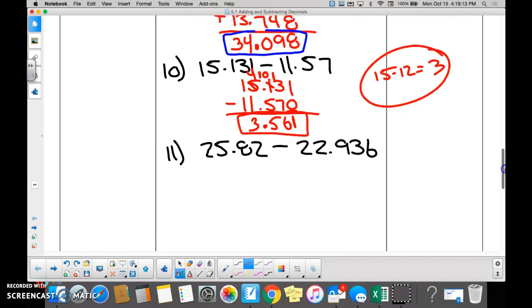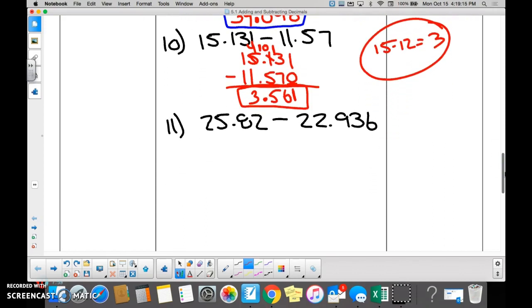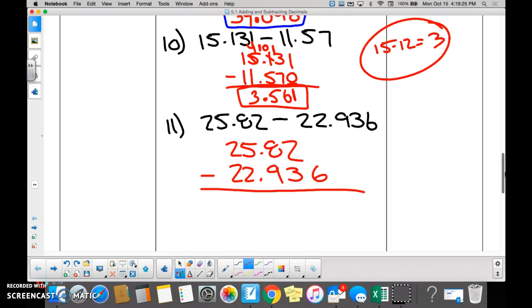And then the last one, number 11. We'll go a little bit faster. 25 and 82 hundredths. Subtract 22 and 936 thousandths. Be sure you're lining up the decimal points. Place value holder. 6 can't be subtracted from 0, so I borrow from the next place value holder. 2 becomes a 1. 0 becomes a 10. 4. You can't take 3 from 1. Borrow 7. 11 minus 3 is 8.